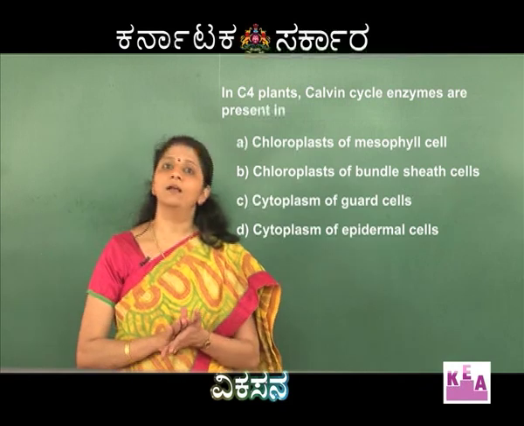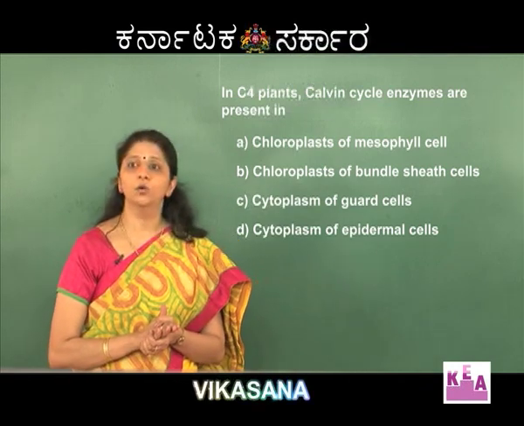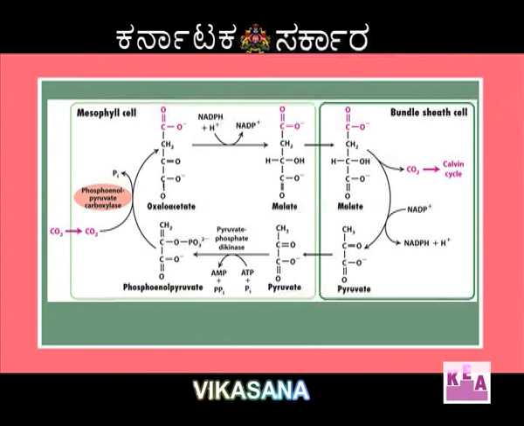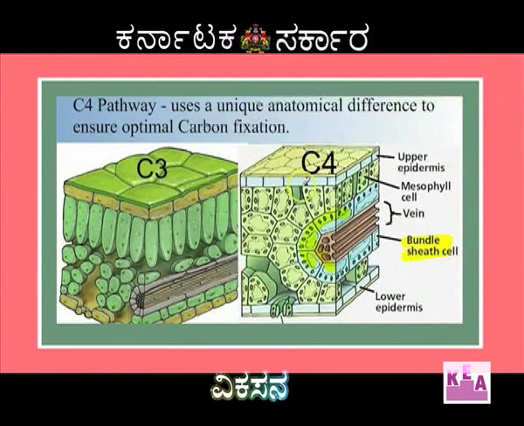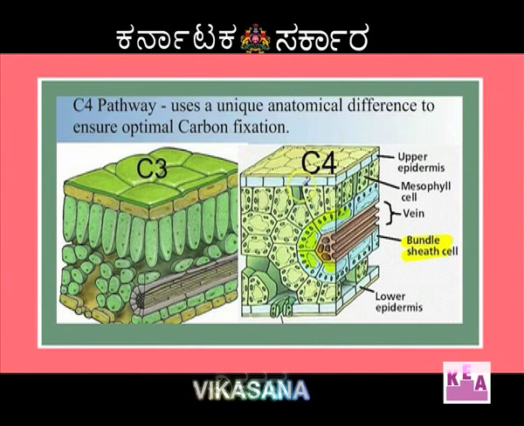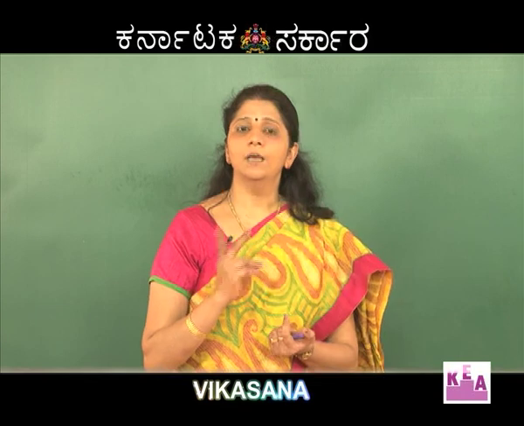Students, I want you to recollect about the Hatch and Slack pathway what you have studied. I want you to recall about the C4 cycle seen in C4 plants. C4 plants show a special type of anatomy which is called Kranz anatomy. And what is meant by Kranz anatomy? This is a special type of anatomy seen in C4 plants, and in this Kranz anatomy, there are two types of chloroplast cells, mesophyll cells as well as bundle sheath.